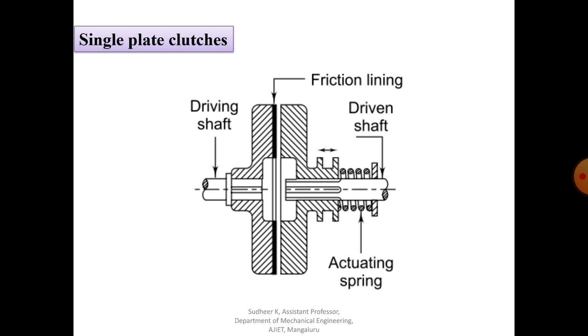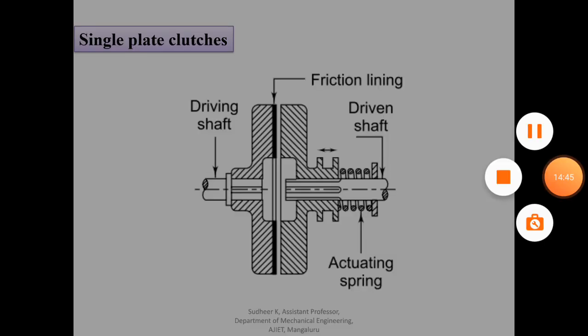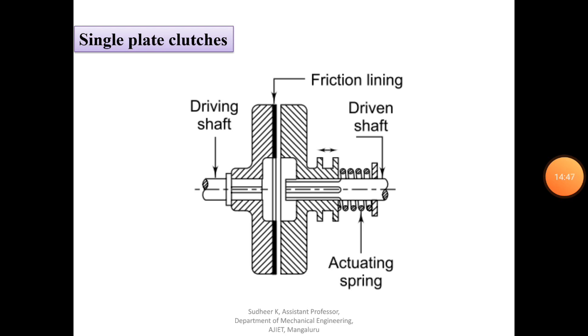So we have to derive the expression for torque transmitting capacity, so that we will also discuss. Before that we'll see the construction of single plate clutches. Coming to the single plate clutch, you can see here, there will be a driving shaft, and here there will be a driven shaft.